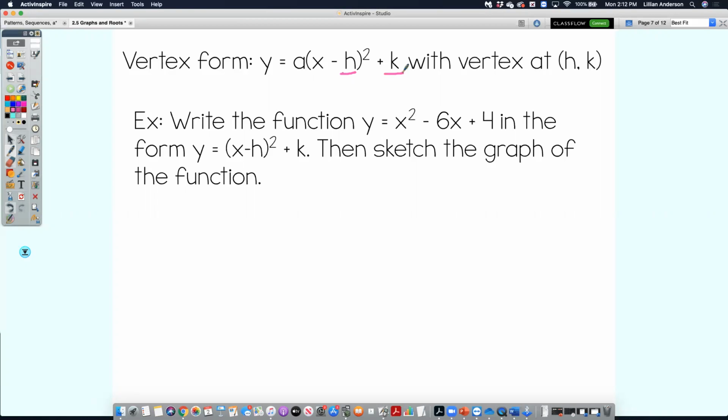You can go from standard form to vertex form through the process of completing the square. Do you guys remember the steps of completing the square? C on the side. You get c by itself.